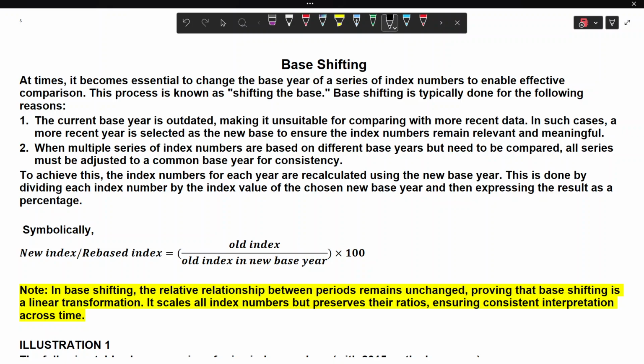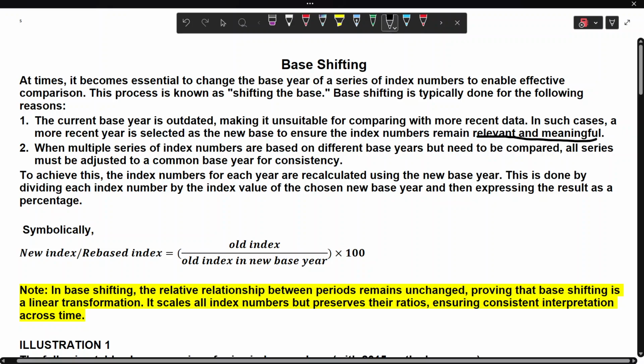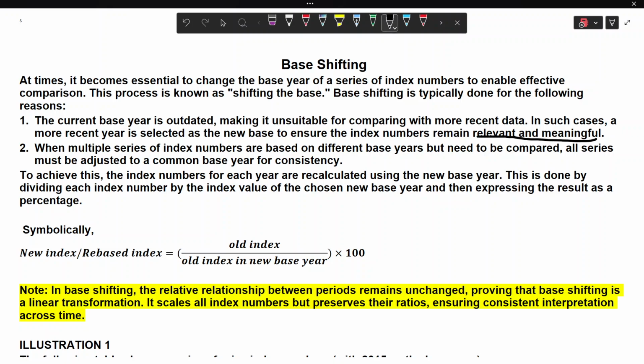Base shifting is typically done for the following reasons. Why do we have to shift our base from one period to another? The first point is the current base year is outdated, making it unsuitable for comparing with more recent data. In such cases, a more recent year is selected as the new base to ensure the index numbers remain relevant and meaningful. The keyword here is relevant and meaningful. So we change the base here to ensure that the new index numbers remain relevant and meaningful.